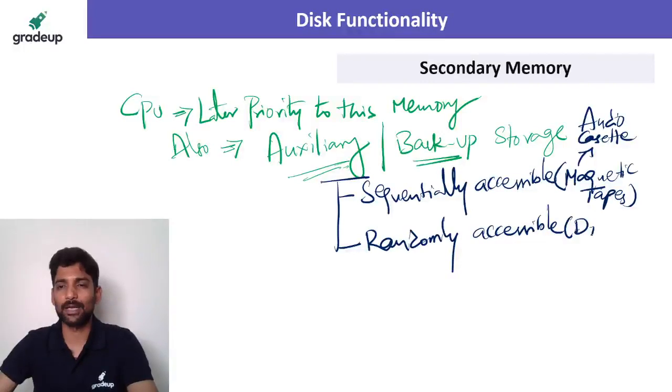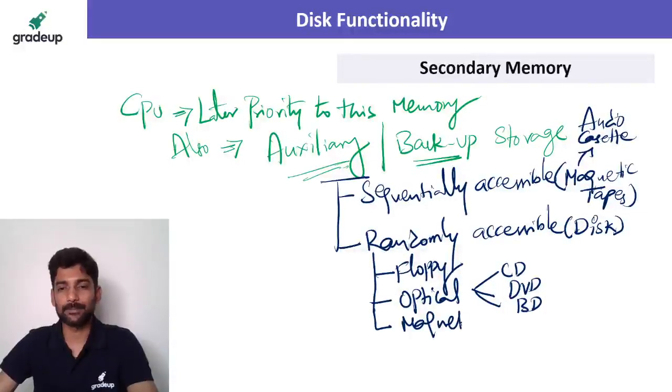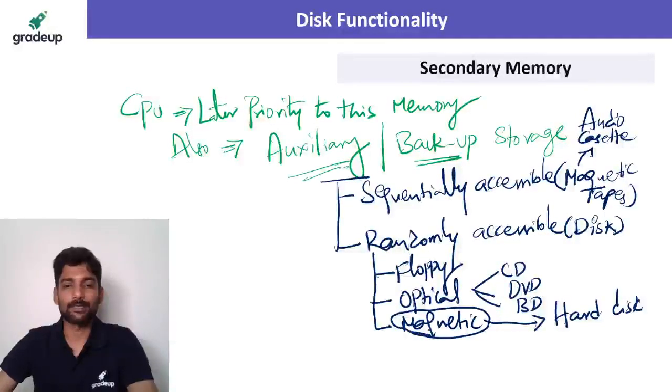Randomly accessible devices are what we also call disks. There are basically three types of disks: floppy disk, optical disk, under which we get CD, DVD and Blu-ray disk, and magnetic disk. This magnetic disk is what we call hard disk, and currently we will focus much on this magnetic disk.